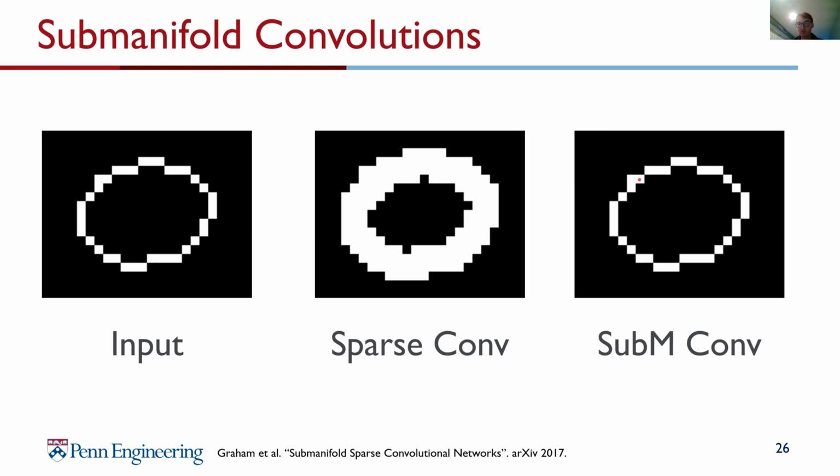It turns out that there's a 2017 paper introducing what's called submanifold convolutions or SubM convolutions, where rather than running on non-zero entries, we only center the convolutions on existing non-zero entries, and this prevents smearing, right?